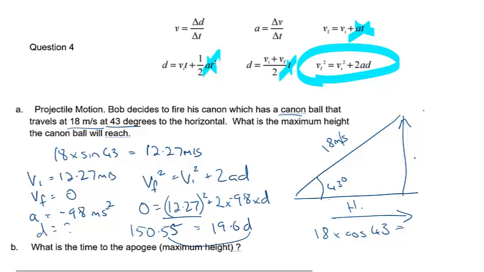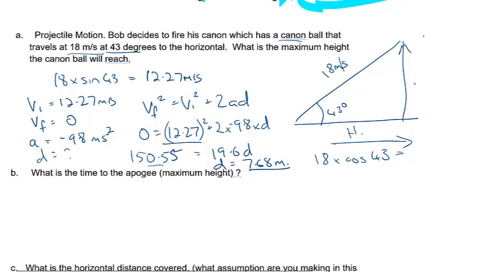So the distance: the 19.6 gets divided into here. And so that means we're going to end up with a calculation of 7.68 meters. Okay, so that's the height.